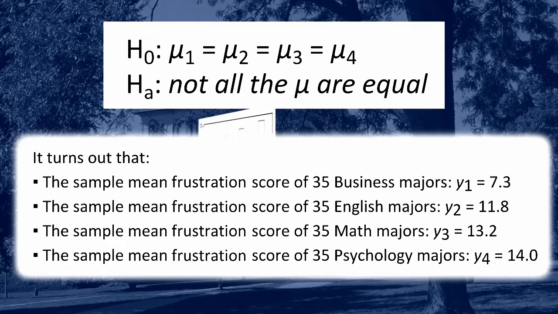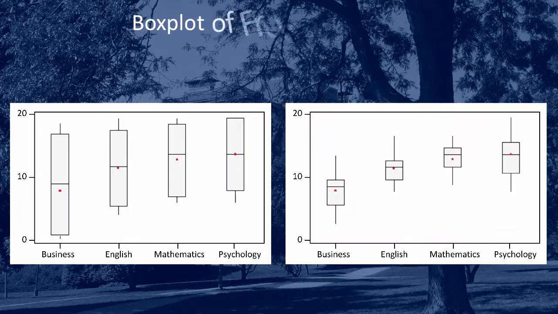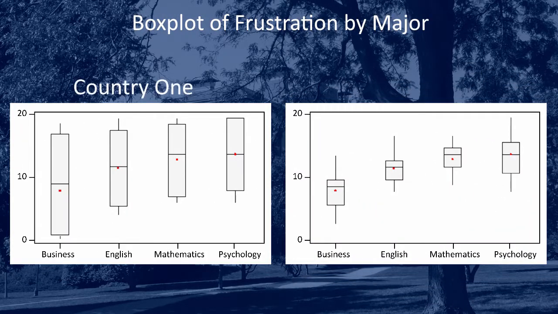Here's a graphical representation of 2 hypothetical data sets taken from 2 different populations. For instance, students in country 1 and students in country 2. In our hypothetical samples, the means are the same, but they appear in this box plot very differently.